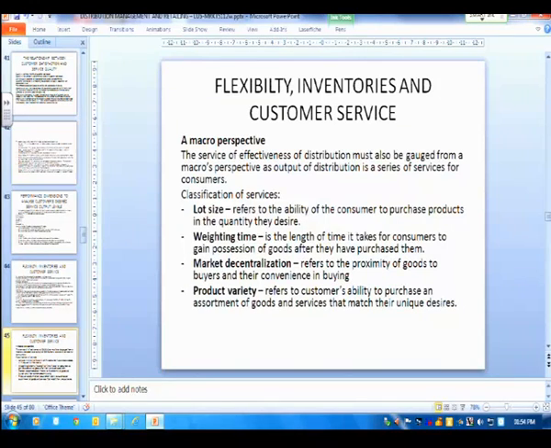One, lot size refers to the ability of the consumer to purchase products in the quantity desired. The waiting time is the length of time it takes for the consumers to gain possession of goods after they have purchased them. Market decentralization refers to the proximity of goods to buyers and their convenience in buying, whereas product variety refers to the consumer's ability to purchase an assortment of goods and services that match their unique desires.